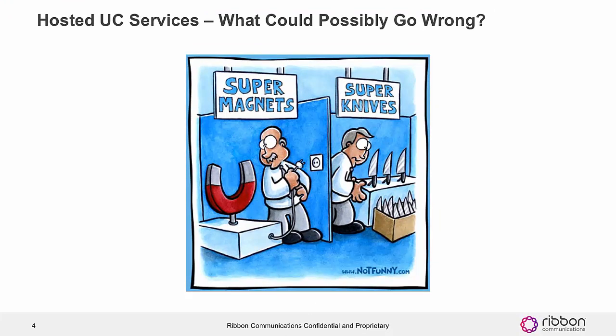So I started searching for some pictures on the internet to help illustrate what could possibly go wrong when deploying UC services. I found several that were funny, some that were crude, and a few that were just inappropriate. But I really like this one because I think it illustrates the situation perfectly. Like the guy over there selling knives, we can do everything possible to ensure a successful UC deployment. But due to a combination of factors, including bad luck, sometimes the actions of others, we can still have problems.